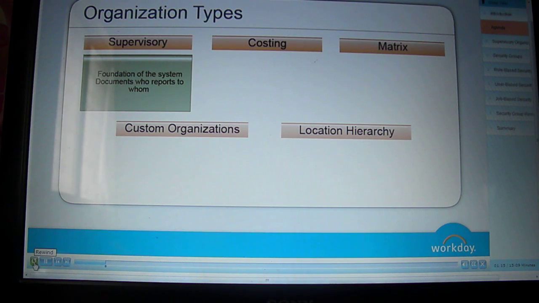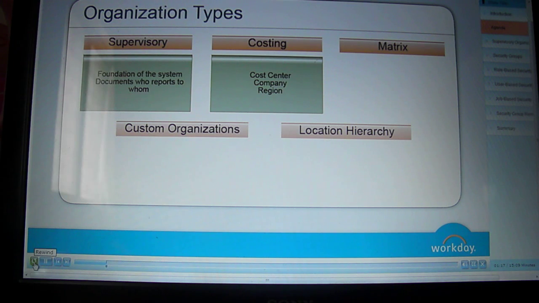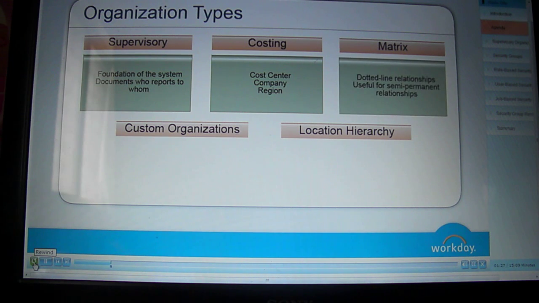Workday also provides different costing organizations, such as cost centers, companies, or regions. These types of organizations can also be combined in a hierarchy to represent a structure. A matrix organization allows you to link workers who work together, but belong to different supervisory organizations. Each matrix manager has a dotted line relationship to the members of the matrix organization.